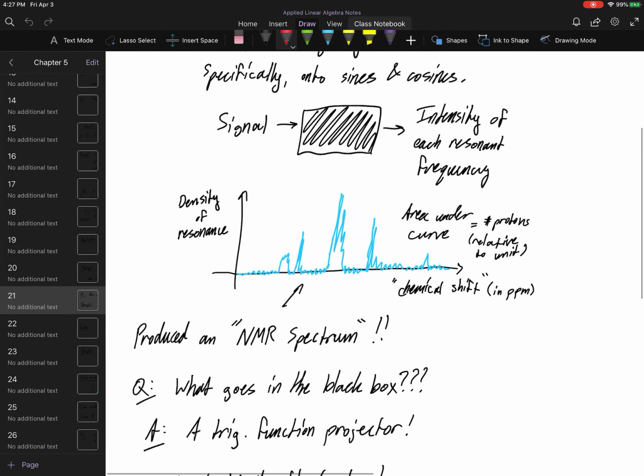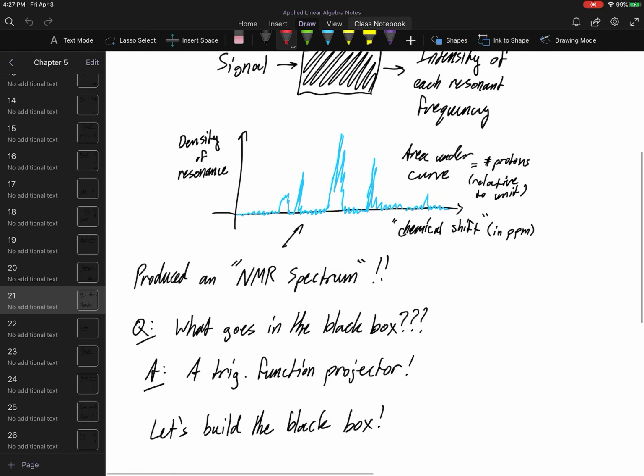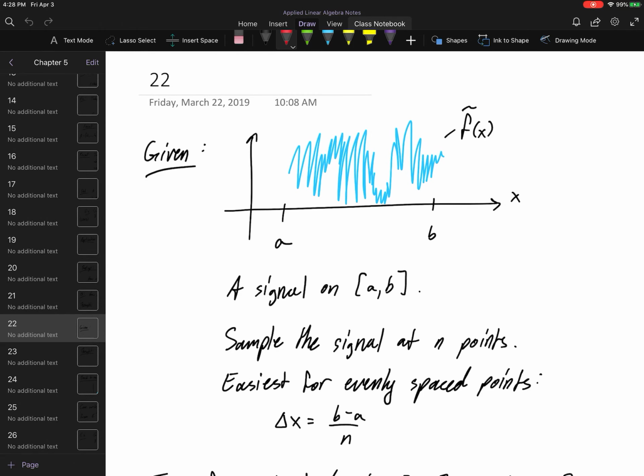But let's see. We have produced the NMR spectrum, and our first question is, how did we go from our voltage, or our current signal, into this NMR spectrum? The answer is that we are projecting this signal onto some trigonometric function space. And our job now is to build that black box. So what we have here from an abstract point of view is some signal, and I'll call this F tilde. It's going to be stuck between points A and B on some horizontal axis.